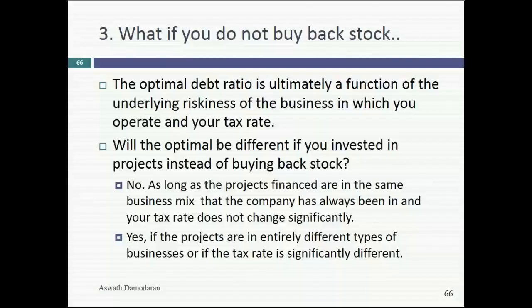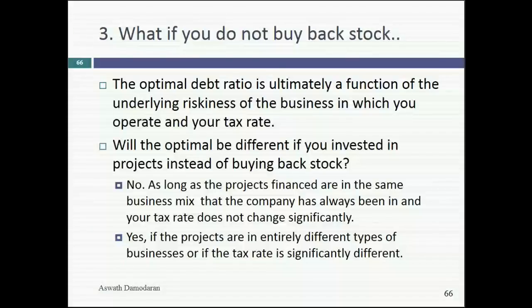Let me reframe the question. Let's suppose Disney looks at this analysis and says, we have an optimal debt ratio. We can borrow up to 39 billion. What if we took the 39 billion and bought Twitter? Do you think your optimal debt ratio might shift if they took the money and bought Twitter?